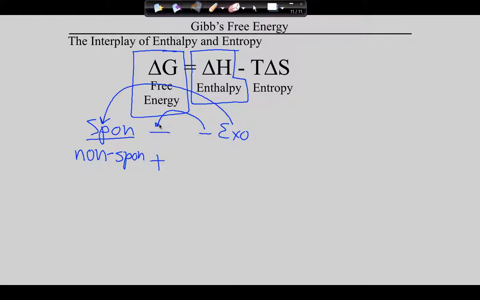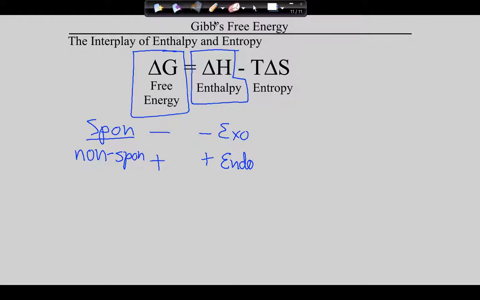Now guys, let's go down and let's talk about endothermic. So if a reaction is endothermic, it's positive. Now let's line up the ideas. Endothermic reactions tend to be non-spontaneous, and a positive value for delta H will tend to create a positive value for delta G. Do you see how those line up? Okay. Now, guys, we've got to be careful. I'm going to switch colors.